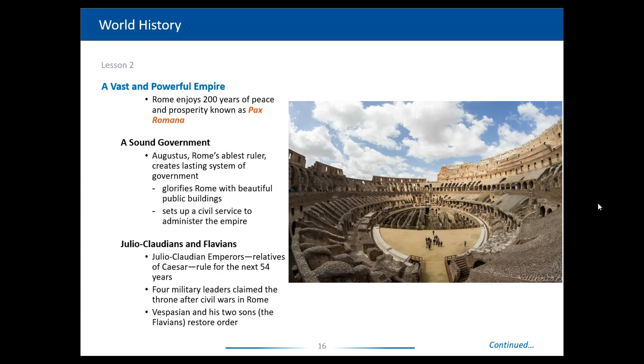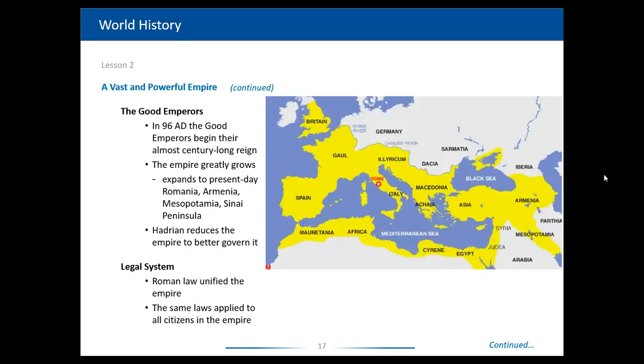Four military leaders claimed the throne after the civil wars in Rome. Vespasian and his two sons, the Flavians, restore order. Okay, so the Flavians are the two sons of Vespasian, and these are the descendants or relatives of Caesar, the good emperors. In 96 AD, the good emperors began their almost century-long reign.